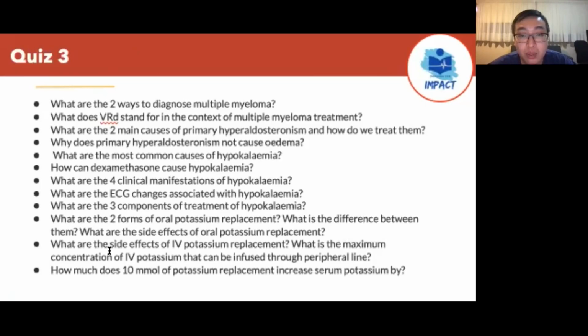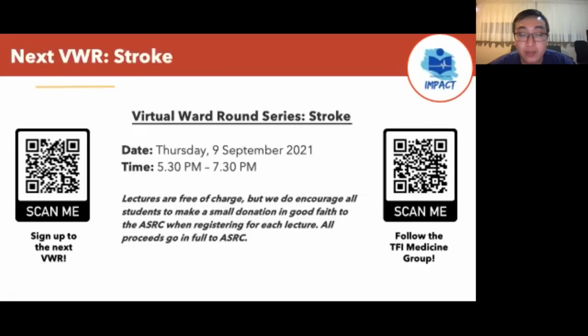But I think the important things are two forms of oral potassium are Slow-K and Chlorvescent. Difference between them, one is slow, one is fast. Side effects are GI upset. For IV replacement, the main side effect is this stinging, this thrombophlebitis, which is why the maximum concentration is capped at 10 millimoles per 100 milliliters of normal saline. And how much does 10 millimoles of potassium replacement increase serum potassium by? It's 0.1. So sorry for going a bit over time.